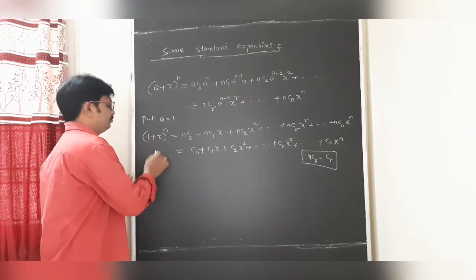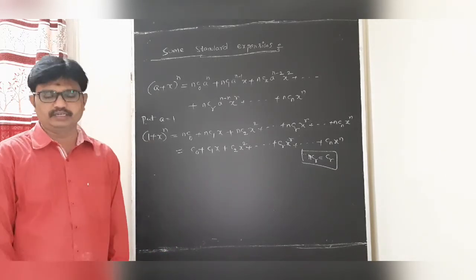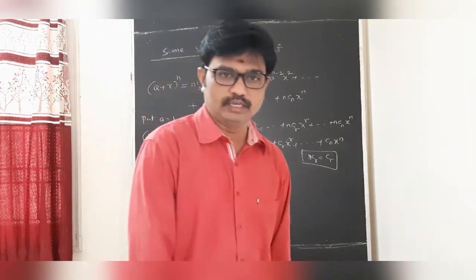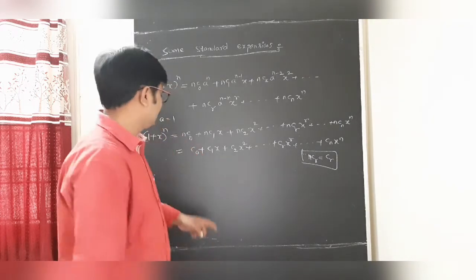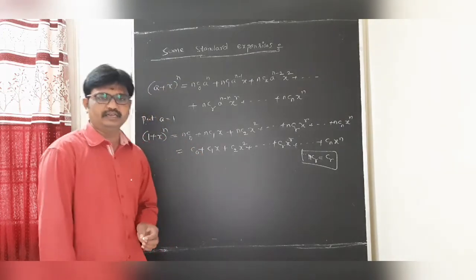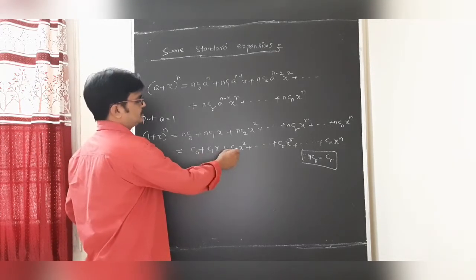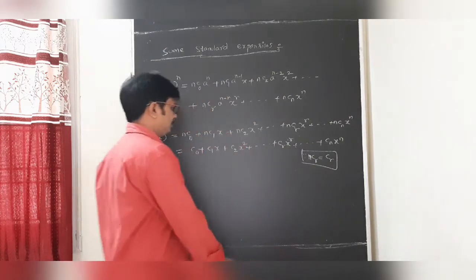This is very, very important, students. The (1 plus x) whole power n expansion is the most important one from the previous classes. Okay, students, this is called the standard binomial expansion. (1 plus x) whole power n is called the standard binomial expansion. That is C0, C1x, C2x square and CR x power r and CN x power n.